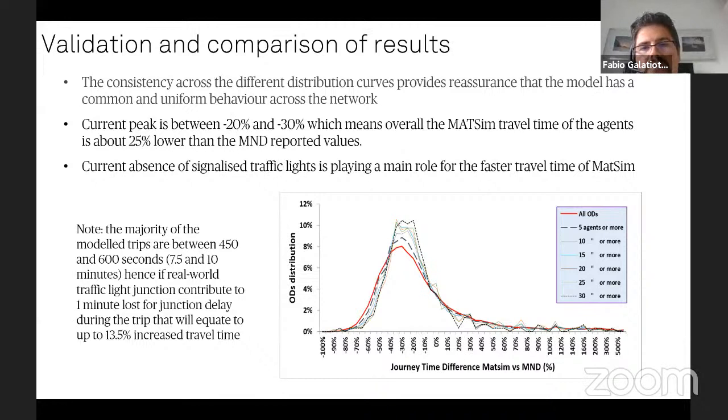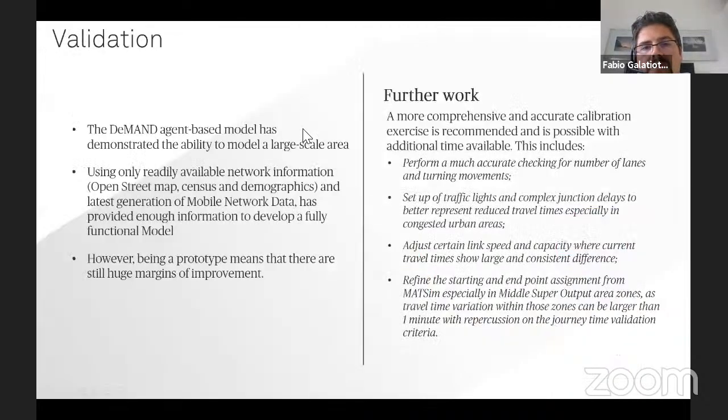That has implications. So we are confident that implementing and improving just this traffic signal within the model will definitely give much more alignment and a close representation of the real world travel time. So in conclusion, the last slide, we can say that the model overall, considering also the amount of information and the free open source data, except the mobile phone data input we consider, has given quite a robust starting point in terms of a prototype to work with.